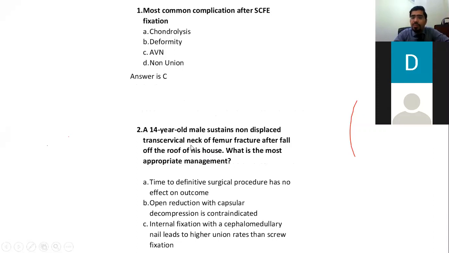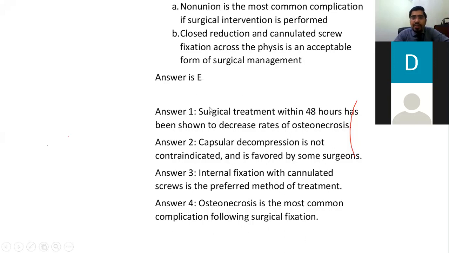A 14-year-old male sustained a non-displaced transcervical fracture after... Okay, so CPSP in consecutive attempts has tested a question where they give neck of femur fracture type 1 and they try to confuse you with SCFE, and in the answer options they give both percutaneous pinning and screw as well. So try to localize whether they are asking about SCFE or whether they are asking about the transepiphyseal fracture. So how to differentiate? Look at the age. If the age is of SCFE, then think about SCFE and go for screw fixation, not for the percutaneous pinning. And then the answer is E.